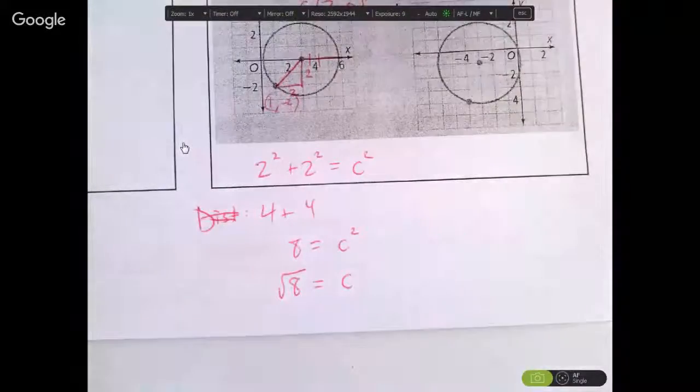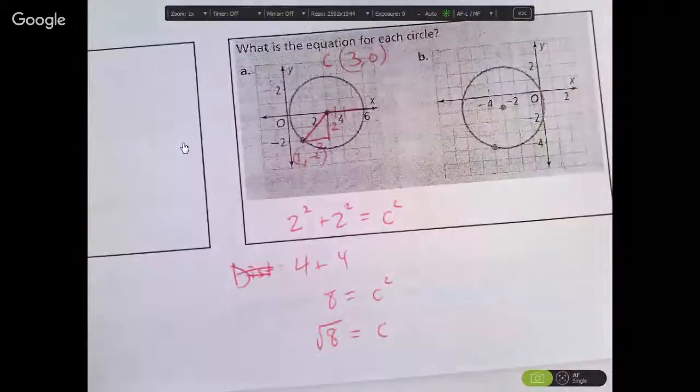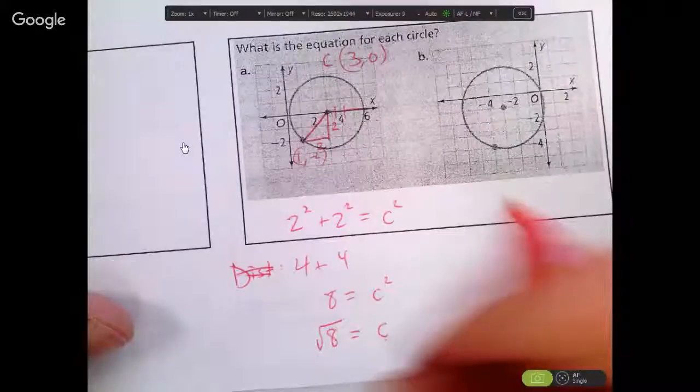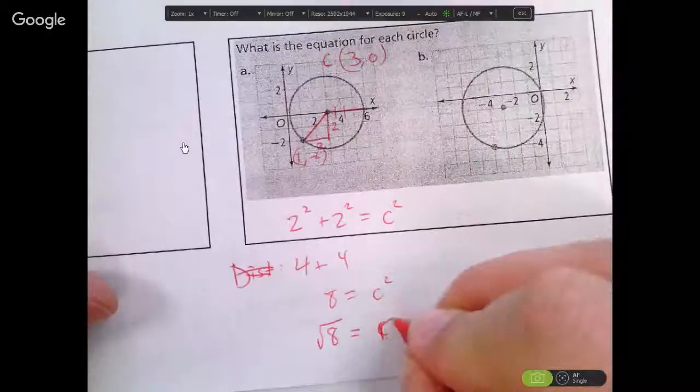Yeah, it would be 2 radical 2. Okay, and it ends up being 2 radical 2, but we're not going to change it, and I'll explain that in 5 seconds. I don't like the fact that I use C here. This is not really my C. That's my radius. It'd probably be better to use R.